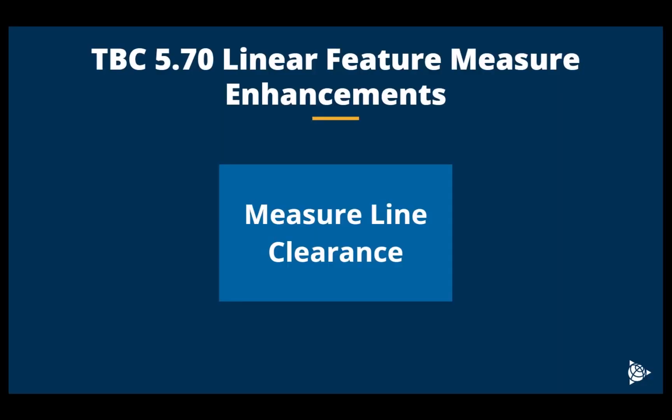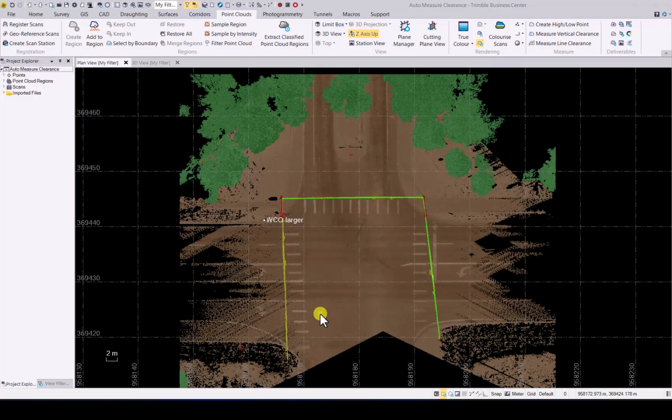In this video, we will be looking at TBC 5.7 Linear Feature Measure Enhancements. We will focus on the Measure Line Clearance functionality. In this video, we'll have a look at the Measure Line Clearance function that's been added to TBC 5.7.